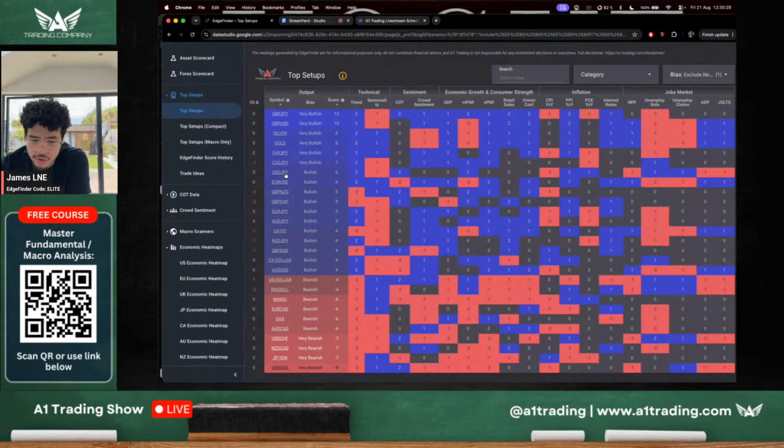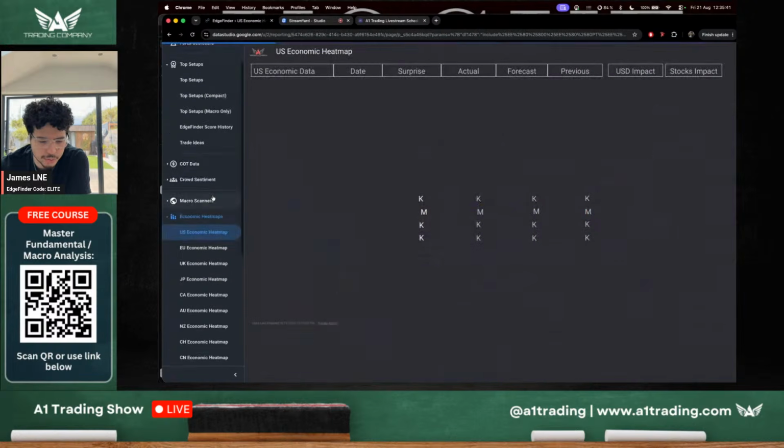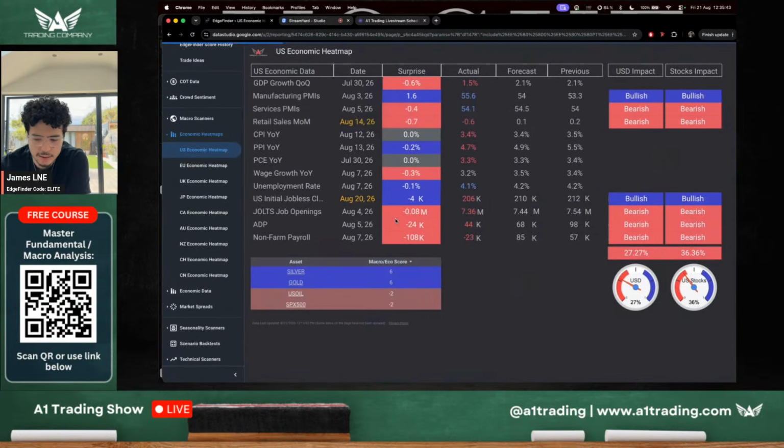Actually, I've just noticed dollar yen is bullish on the edge finder. I didn't see that earlier. So that's interesting. I might be able to add a little bit more size onto dollar yen now, actually. I really like to see that. Although, actually, that's made me curious. So the US heat map was 18. So it's gone up actually slightly to 27.